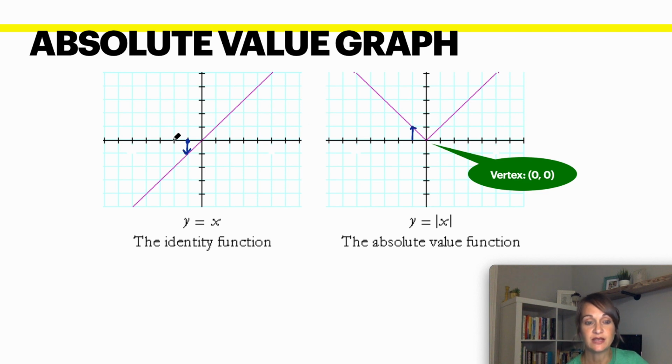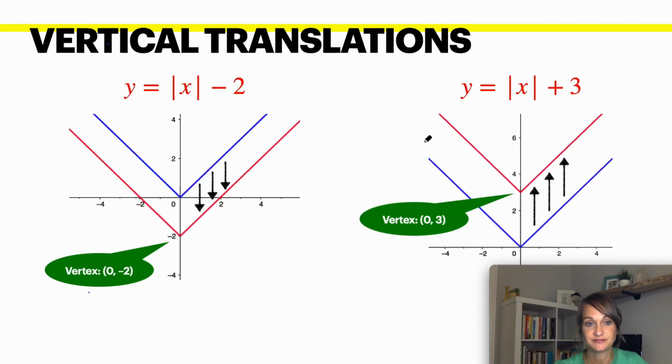So if I was to plug in -2, normally I would get -2, but again, because you're plugging it into an absolute value, it's actually going to turn positive. So the absolute value graph actually looks like a V. The vertex of it is the lowest or the highest point of that V. So in this case, the vertex is 0, 0.